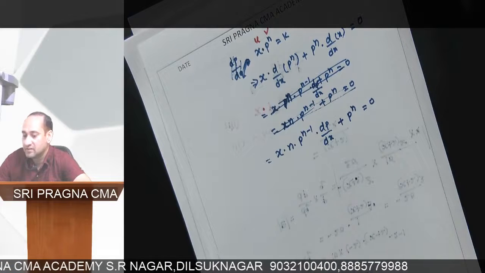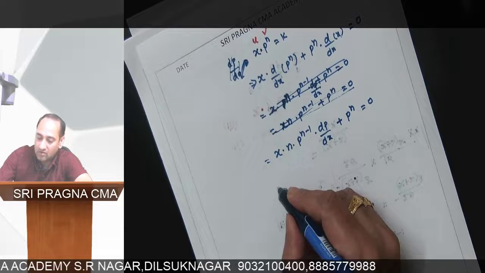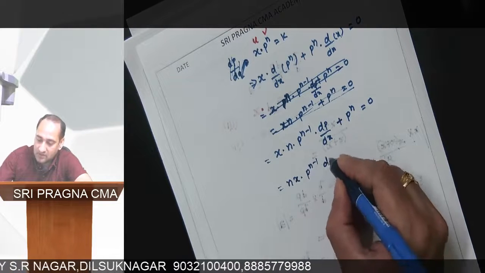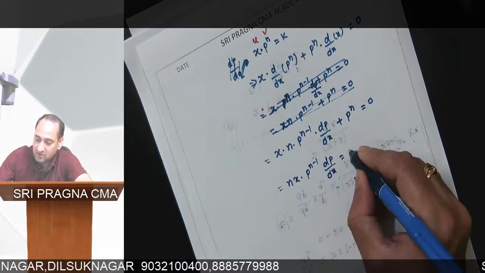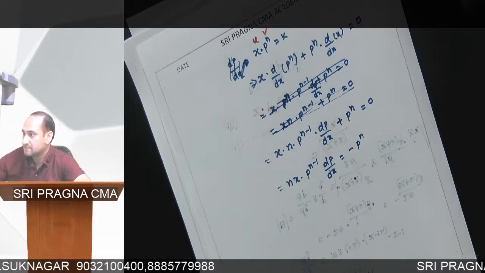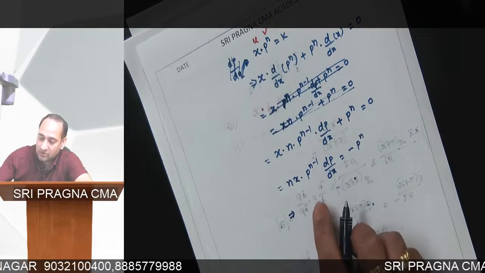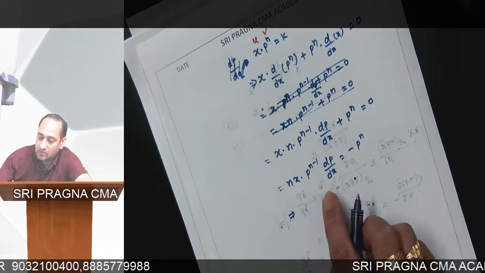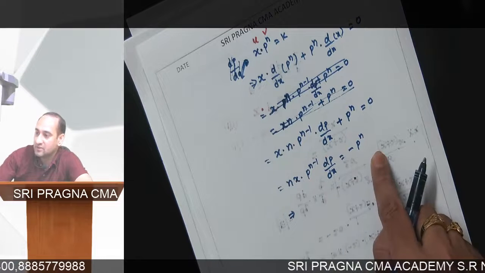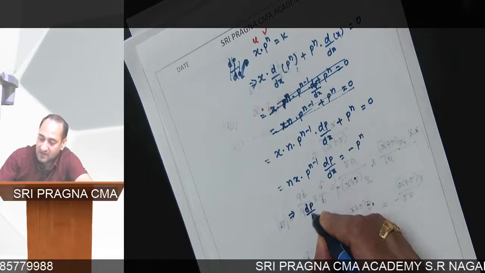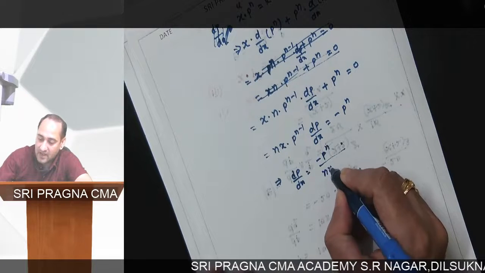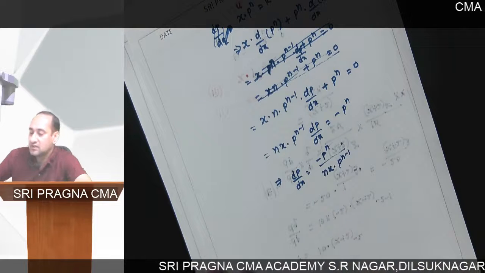Everybody is comfortable? Any doubt here? Tell me. Now n x p to the power n minus 1 dp by dx is equal to minus p to the power n. Can I write like this? So what I'm going to do? Let me take all the terms to that side, so it will obviously come in the denominator form. So dp by dx is equal to minus p to the power n over n x into p to the power n minus 1. Is it okay?